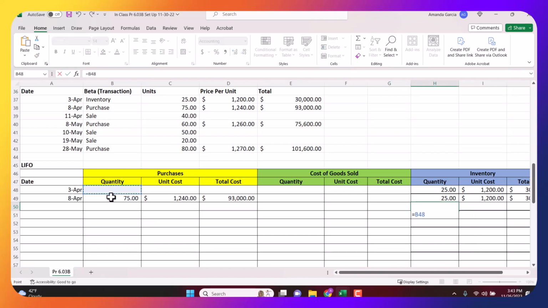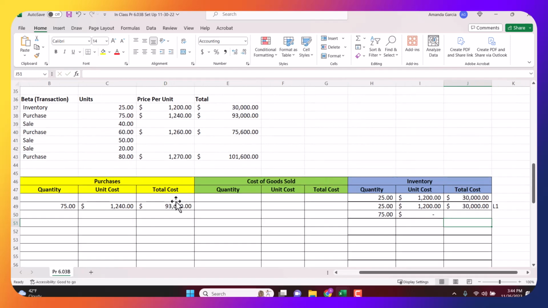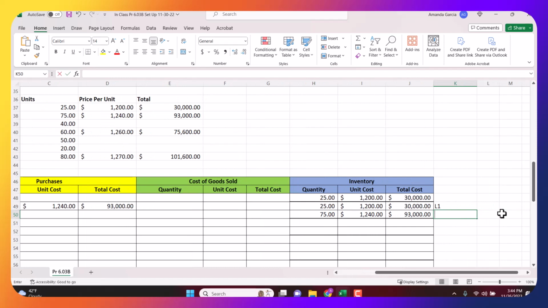Equals 75 units times 75 units times $1,240, or 93,000. This is my L2.